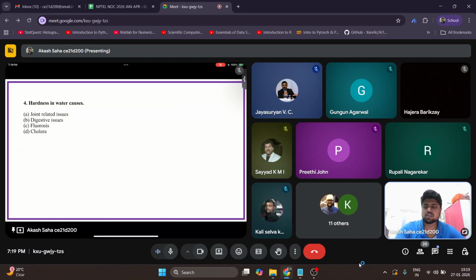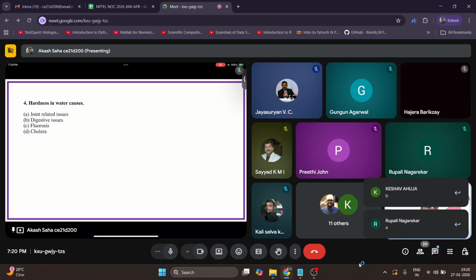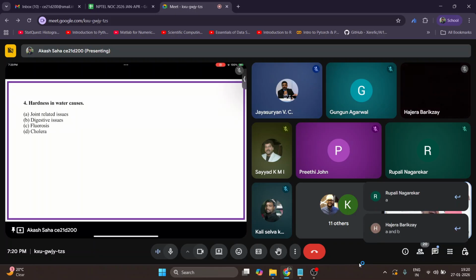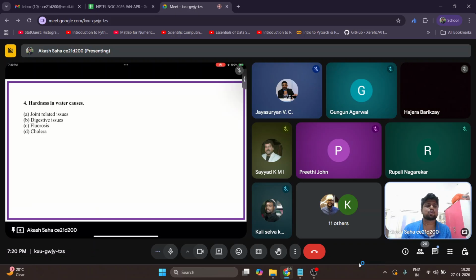Hardness in water causes joint related issues, digestive issues, fluorosis, cholera. So when we say hardness, can someone define hardness in just two words? If we want to say hardness, can someone define hardness in just two words?